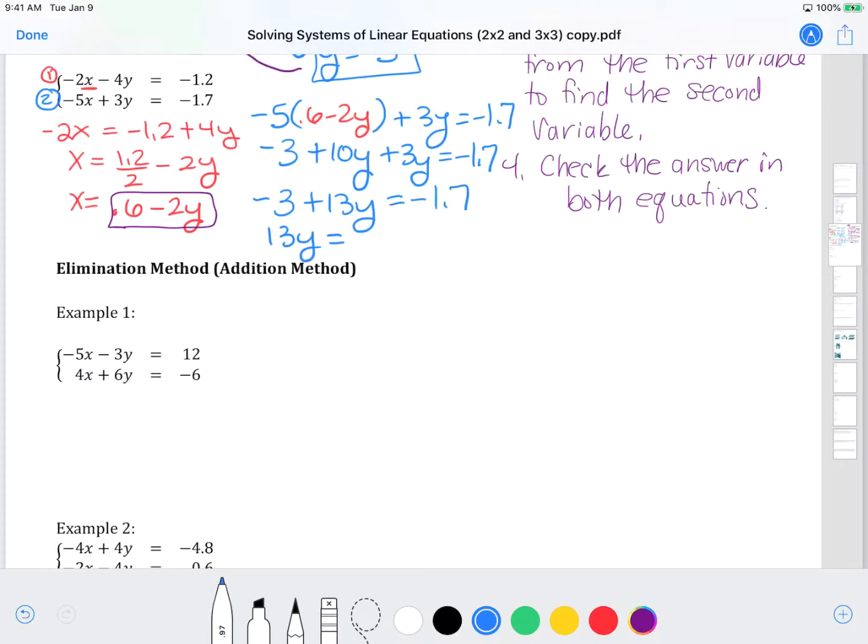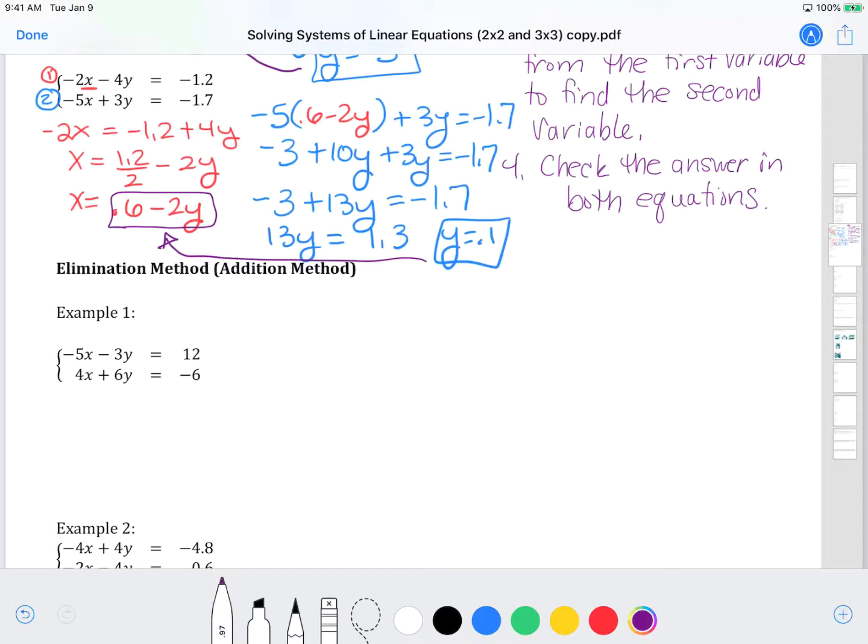Then I'm going to add 3 to both sides. That's going to give me a 1.3. And then when I divide both sides by 13, y is 0.1. So I've got my y value, and now I'm going to plug my y value back in over here to find x. Since I know x is 0.6 minus 2 times y, if I just plug in the 0.1 there for the y, I'll get my value of x.